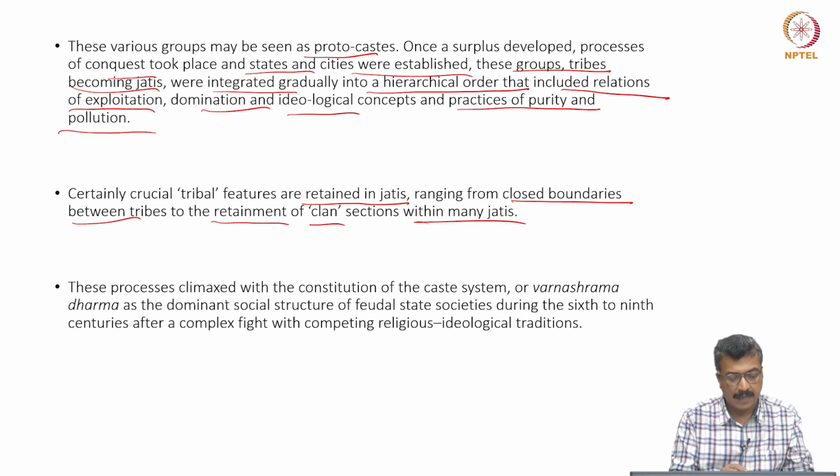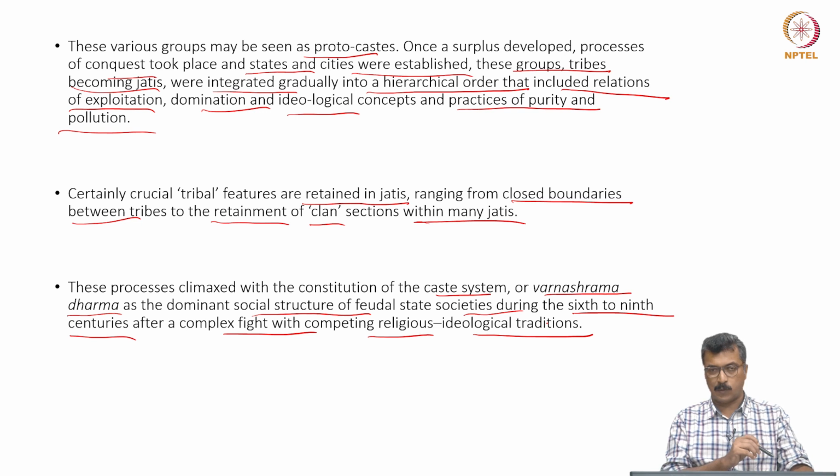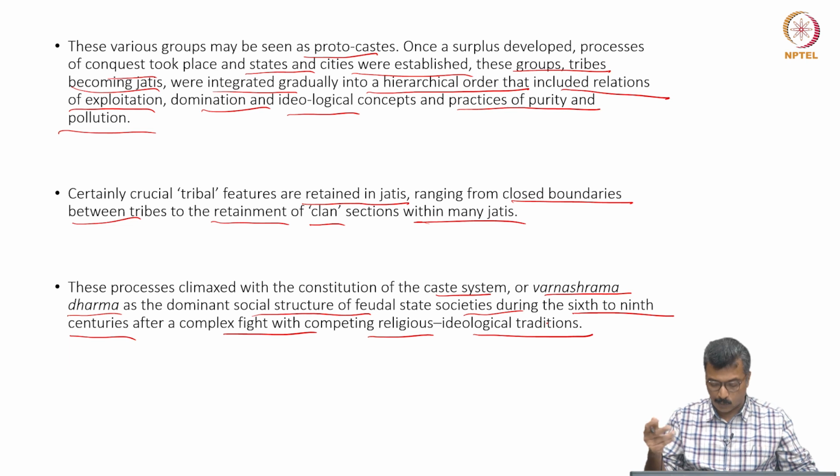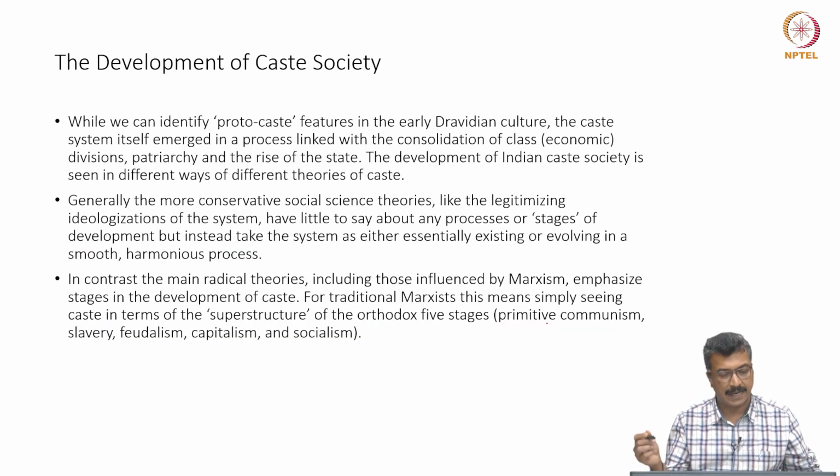These processes climaxed with the constitution of the caste system, or Varnashrama Dharma, as the dominant social structure of feudal state societies during the 6th to 9th centuries, after a complex fight with competing religious ideological traditions. So she's saying that from the 6th to 9th centuries, this got into more consolidated forms. The development of caste society.